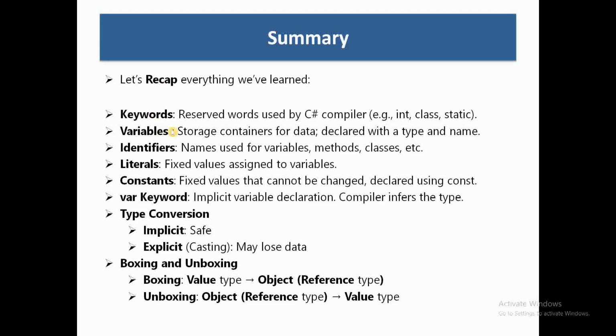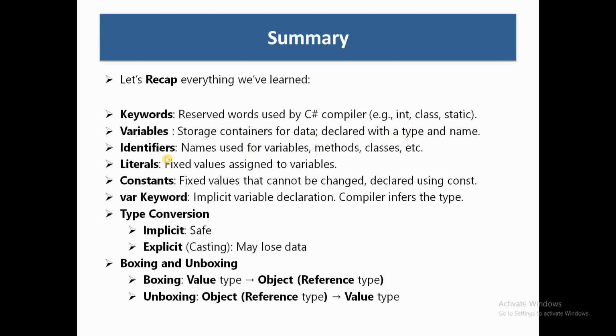First one is keywords, that are reserved words which we can use like integer, string, but we cannot use in the variable space. It will give us compile time error if we want to use those reserved words as variable names. And reserved words are integer, class, static, string, bool, like that. Variables are those which store the actual value or the type. It is like storage containers which hold the value or the data with the type or with the value.